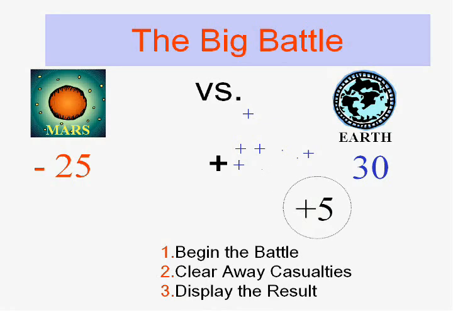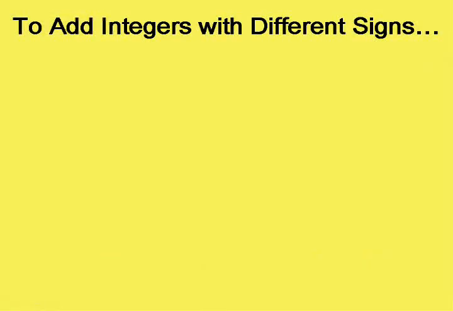Now, can you come up with a rule for adding 2 numbers that have different signs? Well, are you pondering what I'm pondering? To add integers with different signs, now don't confuse this with integers that have the same sign. Those just add up and use the sign of the larger. Okay?